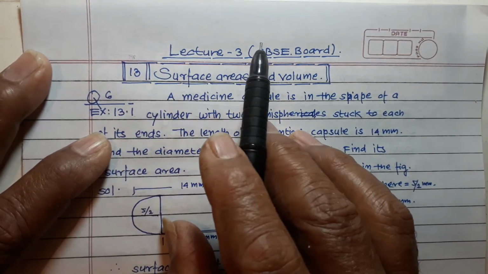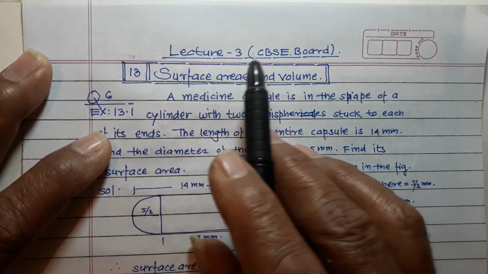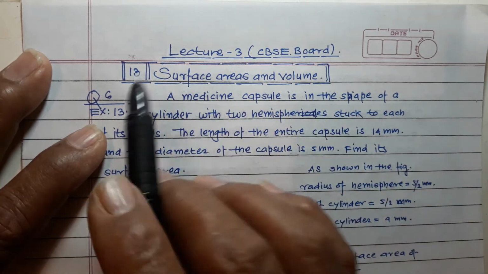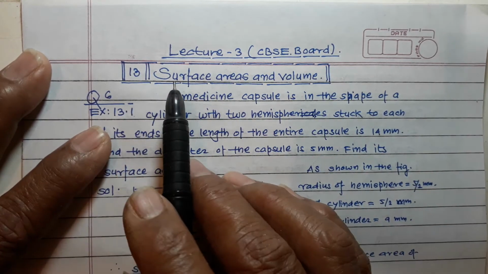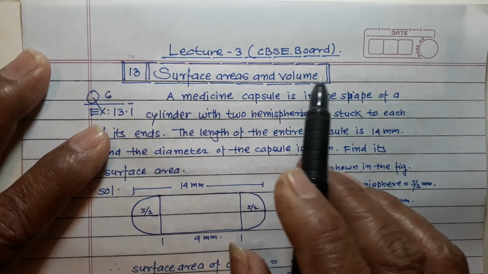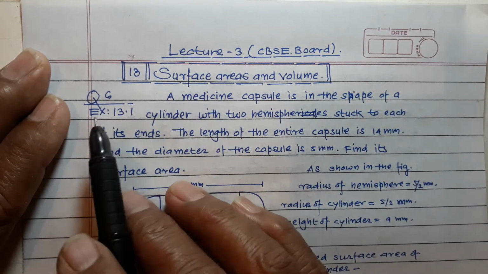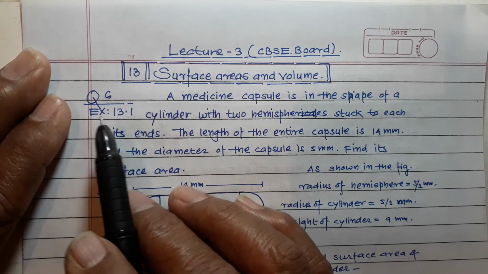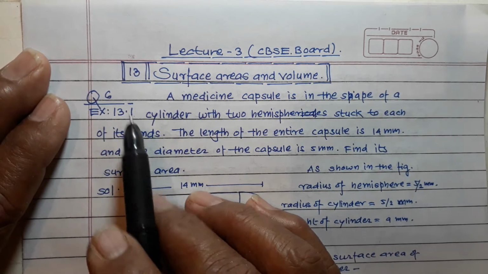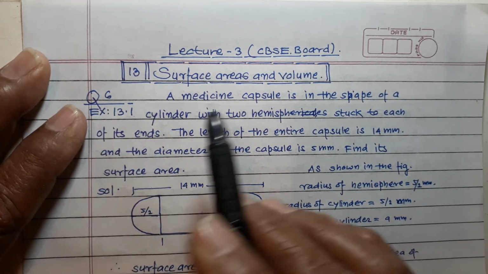Hello, my dear students. Lecture number 3 for CBSE Board. Chapter number 13, Surface Areas and Volumes. In this lecture, I am going to explain some examples from Exercise 13.1, question number 6.